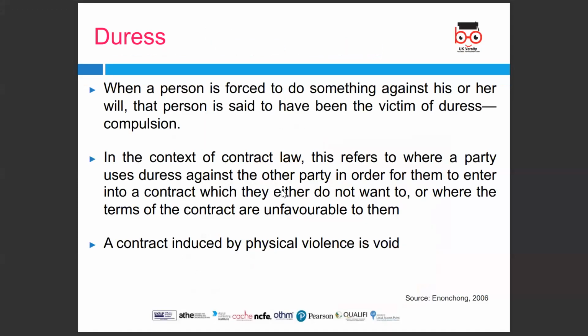So duress is when a person is forced to do something against his or her will. That person is said to have been the victim of duress, which is compulsion. In the context of contract law, this refers to where a party uses duress against the other party in order for them to enter into a contract which they do not want to, or where the terms of the contract are unfavourable to them. A contract induced by physical violence is void.